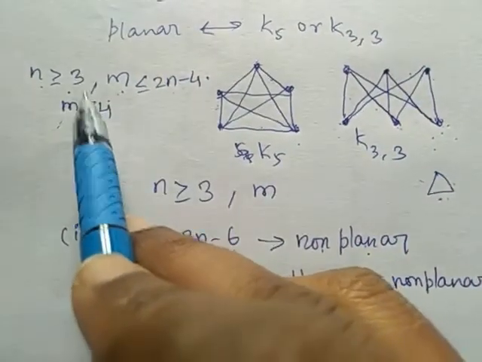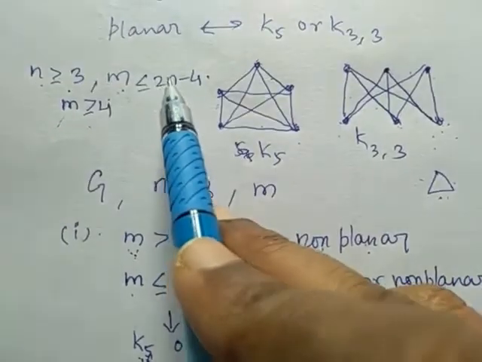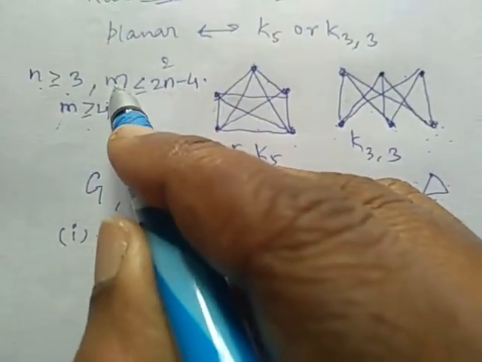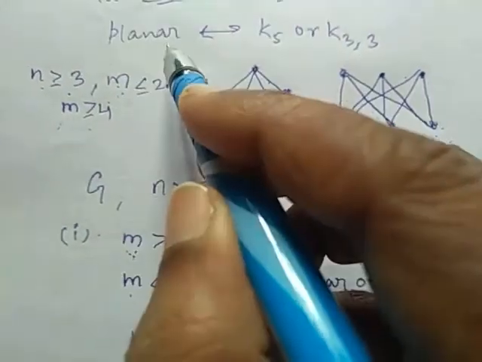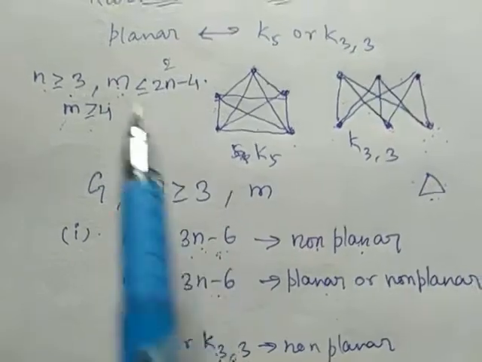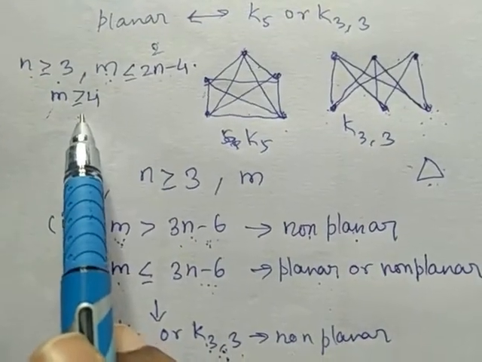See here, if n is 3, 3 twos are 6, 6 minus 4 is 2. So if n is 3, m is less than or equal to 2. If n is 4, this inequality holds good. Now we are going to prove it whenever n is greater than or equal to 4.